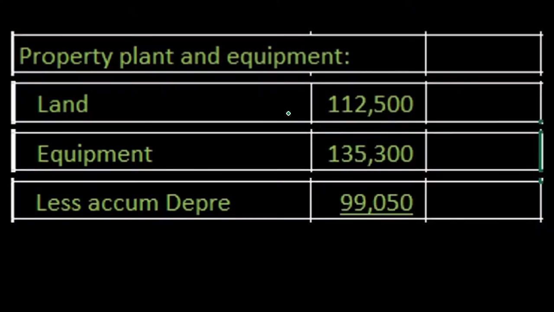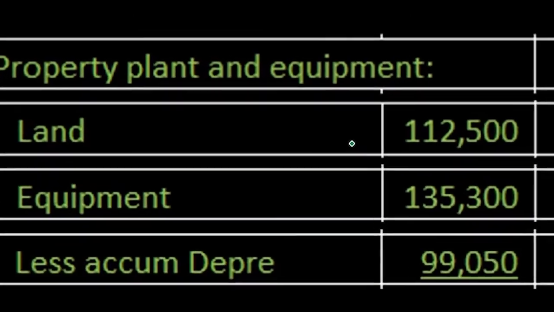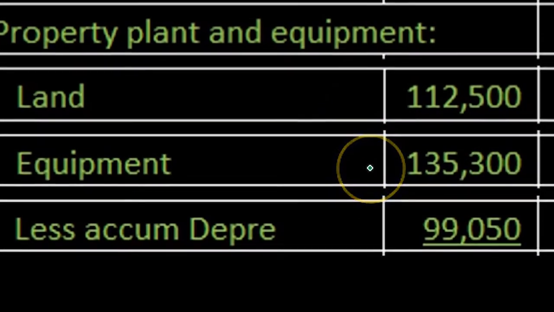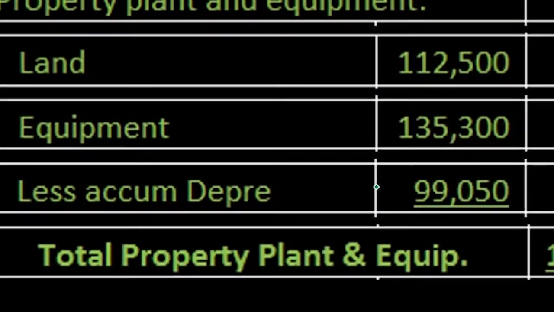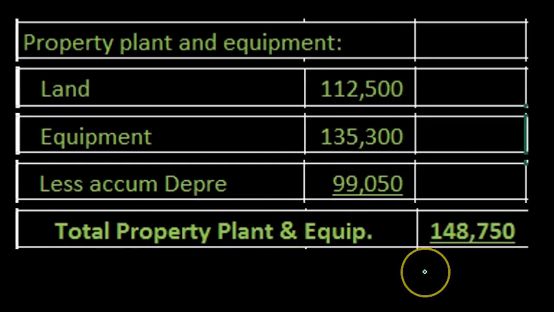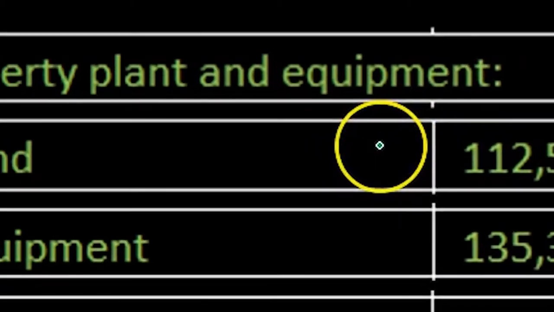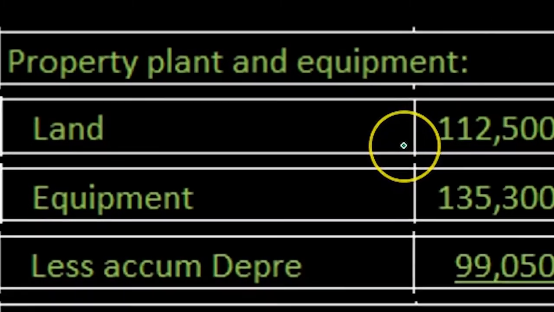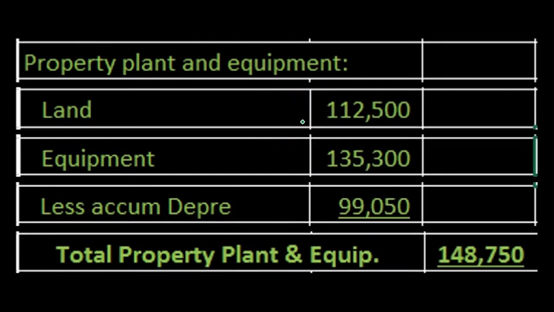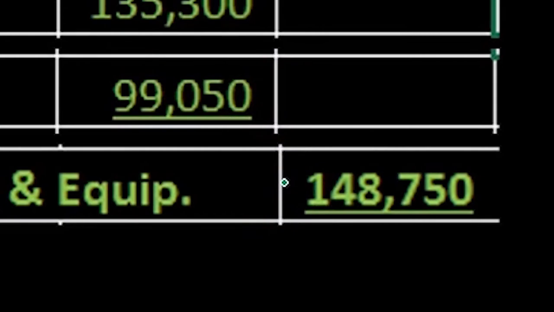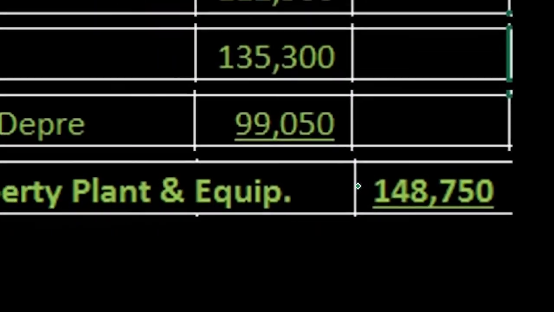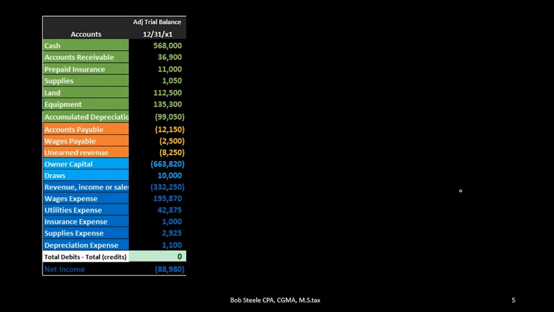Then what we're going to do is we're going to sum this up. Well, we won't sum it up, we'll calculate it. And that's gonna be the land of 112,500 plus the 135,300 equipment minus the 99,050. That will give us the total property, plant, and equipment of the 148,750. Notice again the format. We've got the colon, subcategory of assets. Then we list the assets, we indent them, pull them to the inner column, not because it's a debit, but because we want to list on the inner column. And then we're going to sum them up in the outer column in this format, not because it's a credit, just because that's the format of the financial statements.